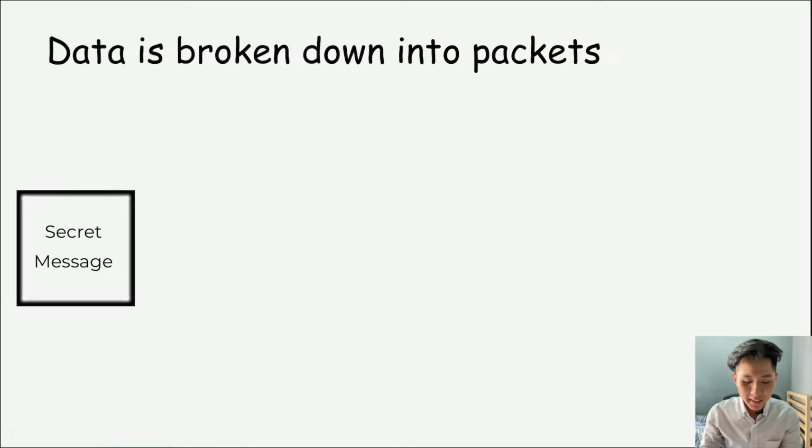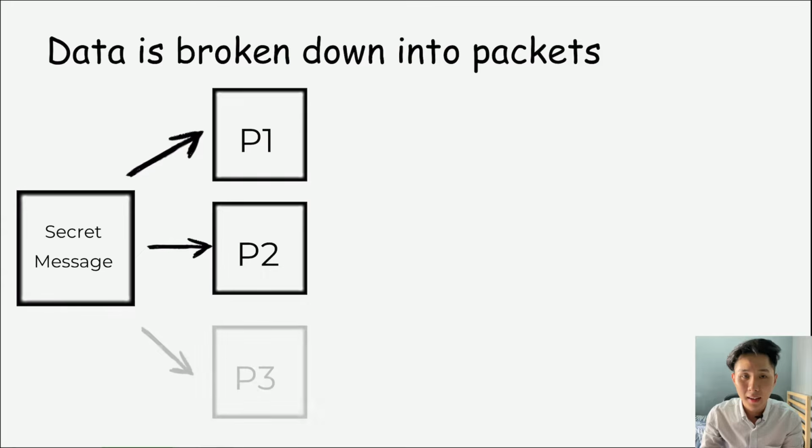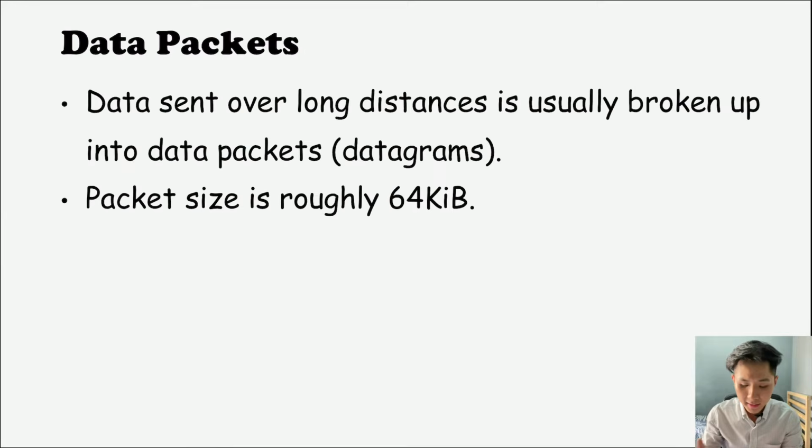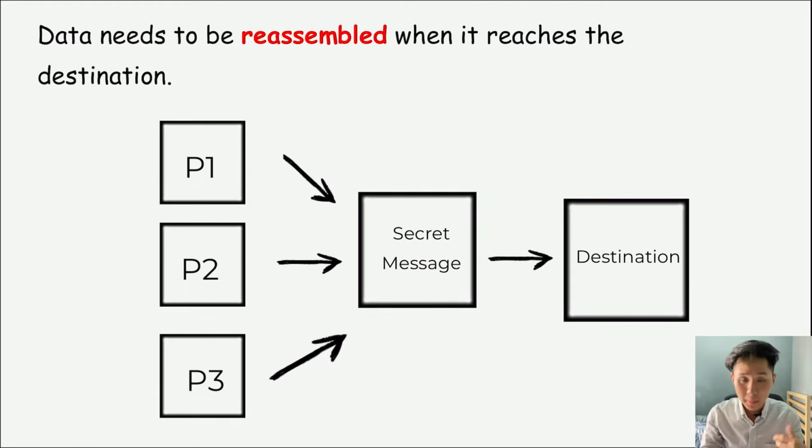Let us first understand how data is transmitted. For every message, whether it is your videos or your text, it will be broken down into multiple data packets when it is being sent. If we examine these data packets, the packet size is roughly 64 KB. So if your data is around 1000 KB, you will roughly have 13 packets when you are transmitting your data. All these packets will need to be reassembled to form the original message when it arrives at the destination.